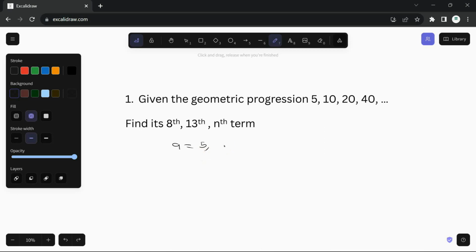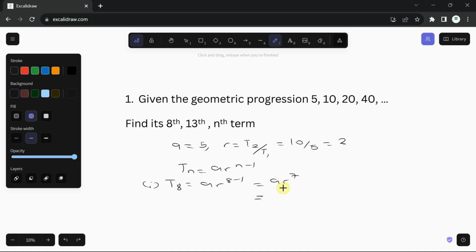We know that the r is going to be, let's say we can say t2 divided by t1, right, which is 10 divided by 5, and that is 2. We know our formula for Tn to be ar^(n-1). It's always important to put a formula like I always say. So the first one is saying that we should find the 8th term, that's T8. So T8 will be equal to ar^(8-1), which is ar raised to the power of 7. So now let's substitute.